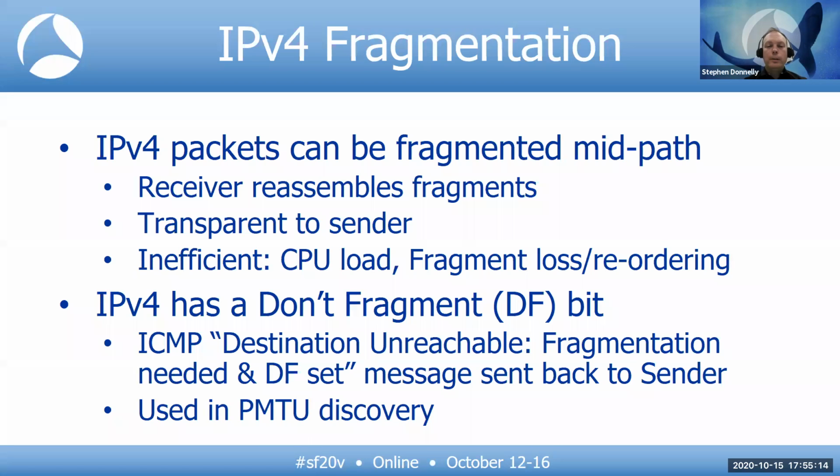If you don't want that to happen, you can set a don't fragment bit on the IPv4 packet. What happens to that router though when a packet arrives which won't fit into the next link in the chain, but it has don't fragment set? So what the router is supposed to do is send an ICMP message back to the source of type destination unreachable with a message of fragmentation needed, but the don't fragment bit was set. And the sender can then use that to say, okay, that 1500 byte packet was too big. I'll try sending a smaller packet. That's part of path MTU discovery.